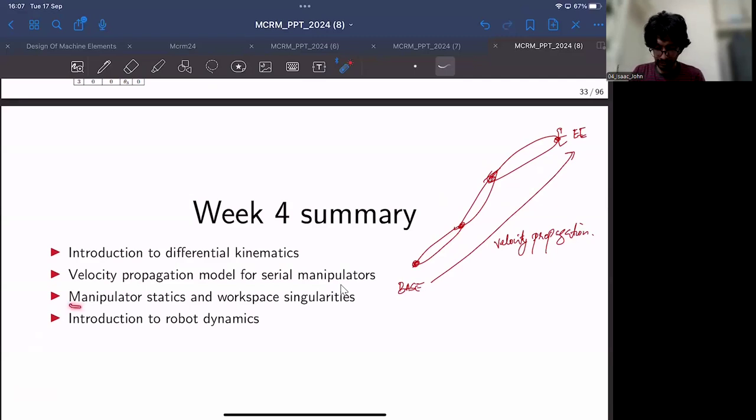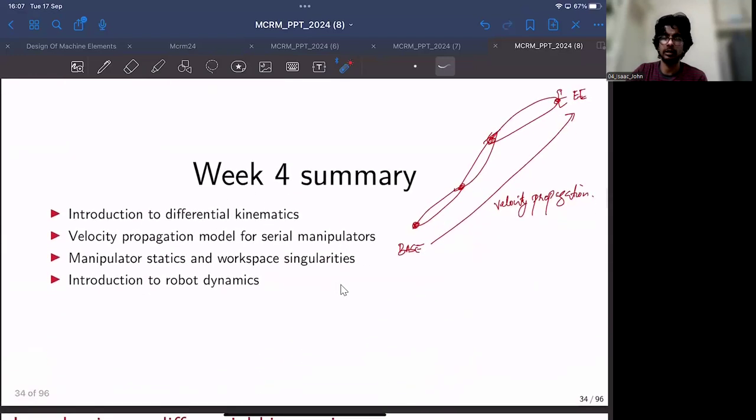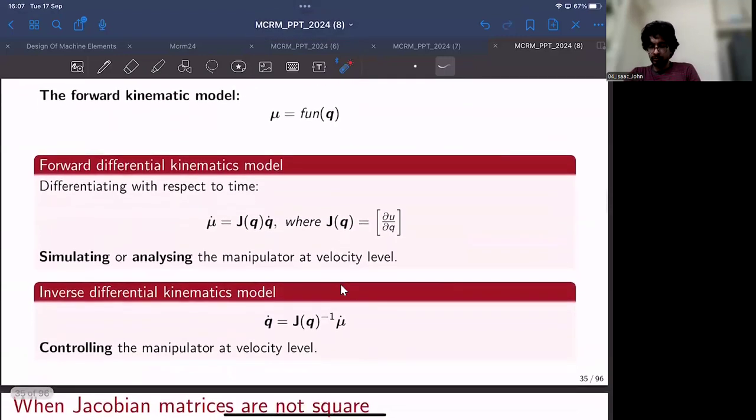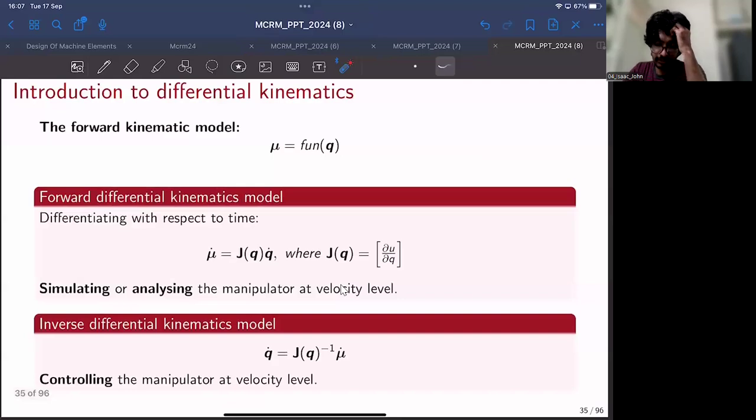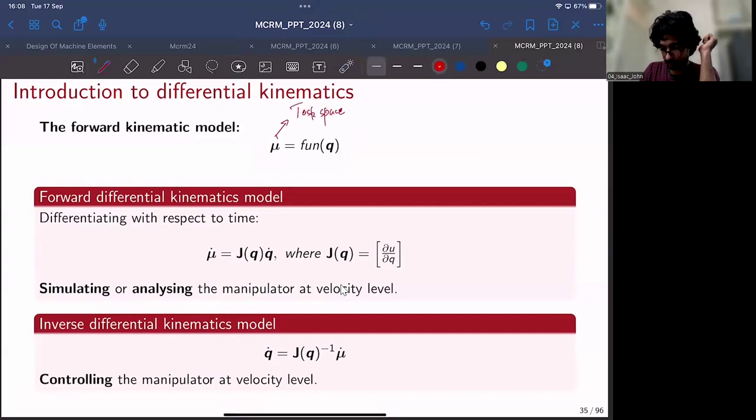We have also seen a phenomenon called singularities in serial robotic manipulators: when they occur and how to avoid them. We have also given a brief introduction to robot dynamics. Moving on, we have this introduction to differential kinematics. This is nothing but the forward kinematics mapping, where mu is the task space variables and Q is the joint space variables.